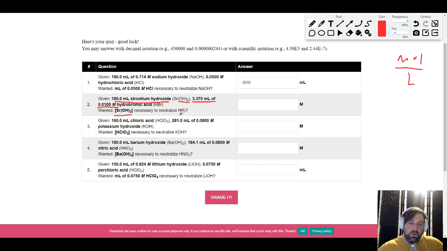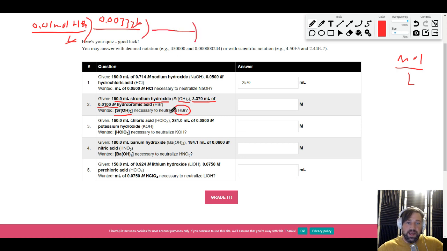All right, so again, we need to figure out how many moles of this we actually have. So if we have 0.01 moles of hydrobromic acid per 1 liter, and we only have, convert this to liters real quick, 0.00337 liters. Liters are going to cancel. I have now converted this to moles. I have done the get-to-moles step.